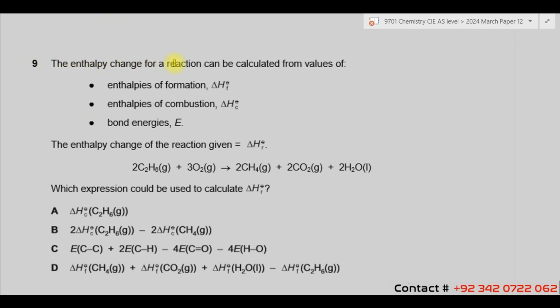Question 9. The enthalpy change for a reaction can be calculated from values of enthalpy change of formation, enthalpy change of combustion, and bond energies. The enthalpy change of reaction is given as delta HR. Which expression could be used to calculate delta HR? So we have three options. We can use enthalpy changes of formation or enthalpy changes of combustion or bond energies. Let's start with bond energy values. We have C2H6. C2H6 is ethane.